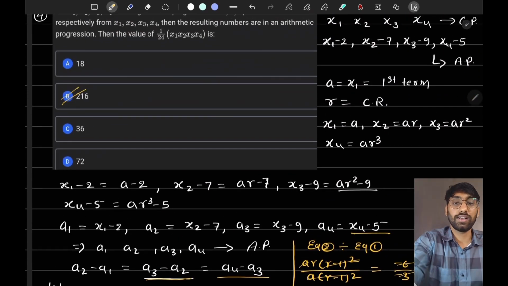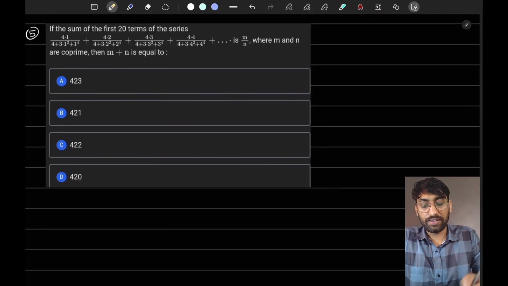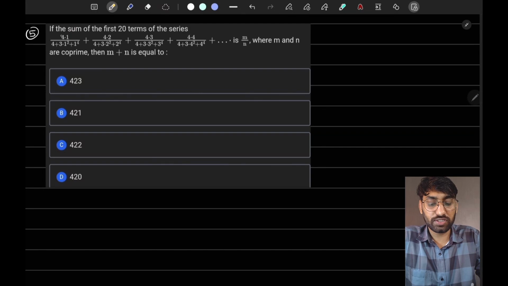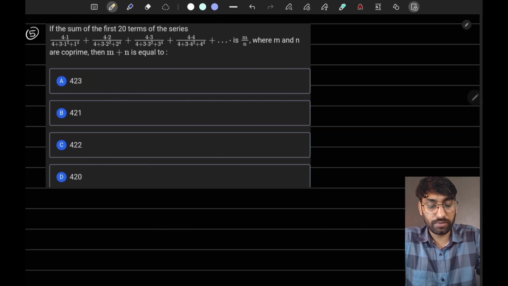Correct? Okay. Now let's see a very interesting question, our question number 5. What have they given? They have given that if the sum of the first 20 terms of the series is given by 4 into 1 by 4 plus 3 into 1 square plus 1 power 4.